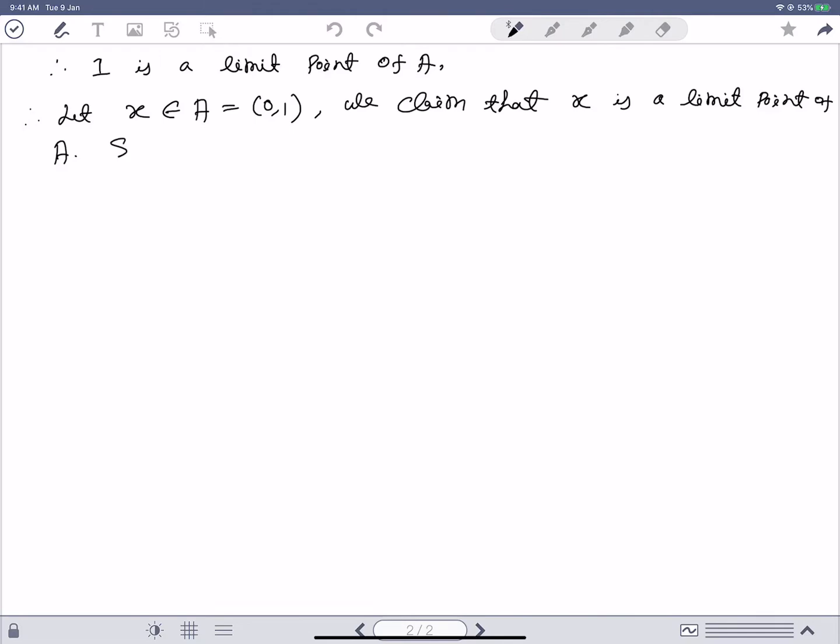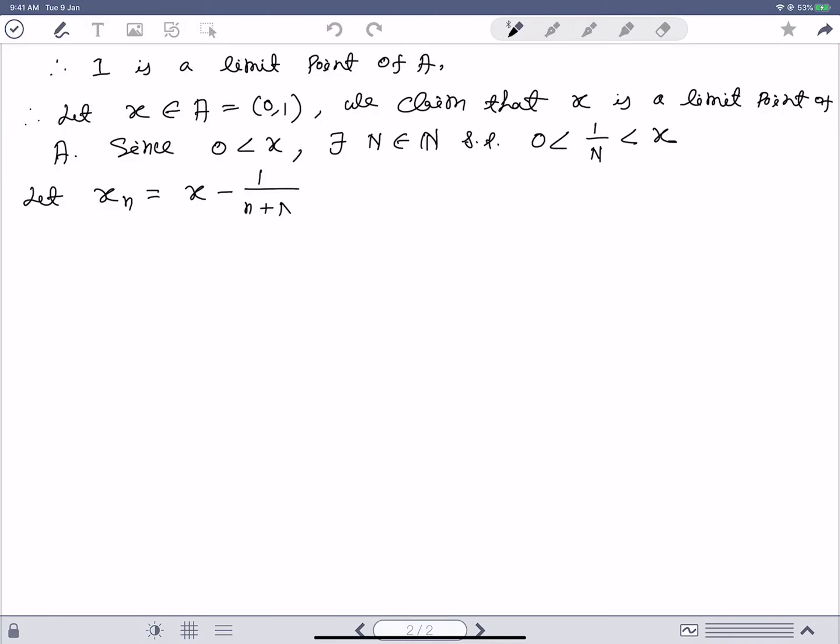So since 0 is less than x, by the Archimedean property there exists a natural number N such that 0 is less than 1 by N, which is less than x. Now if we define a sequence xn equal to x minus 1 by (n plus N), then each term of this sequence belongs to A for all n, and xn is not equal to x, obviously, and xn converges to x.